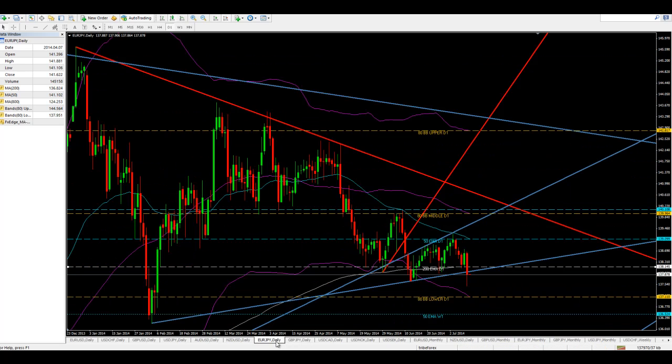Euro yen, I'm going to look for a sell. I'm selling off of 137.98, and I'm looking for a sell off of 138.14, selling all the way down. We're going to just look for a sell down to support at 137.11 until support proves itself in other areas.